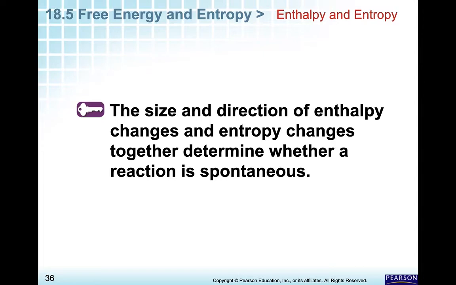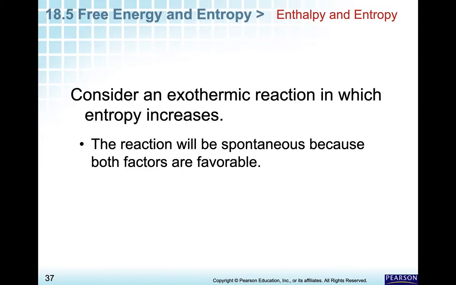So the size and direction of enthalpy changes and entropy changes together are used to determine whether we have a spontaneous reaction or not. We have to account for both factors. So if we have an exothermic reaction in which entropy increases, we've got a reaction that's always spontaneous. Both these factors are favorable. It's releasing heat, which is energy, and it's increasing chaos. It's the perfect reaction. It is always spontaneous.